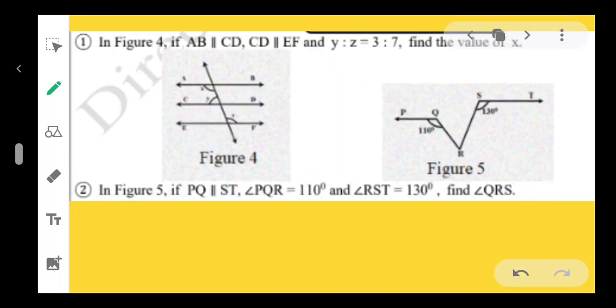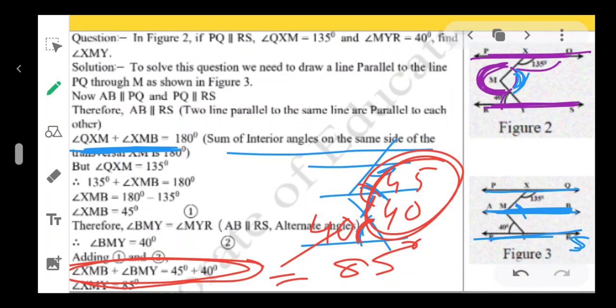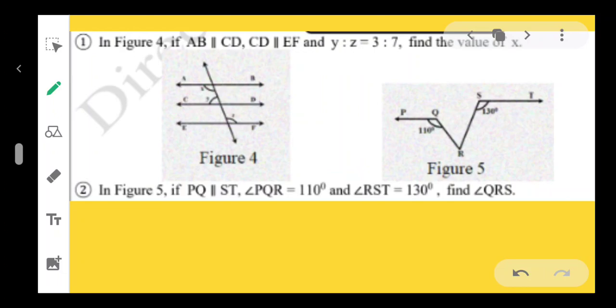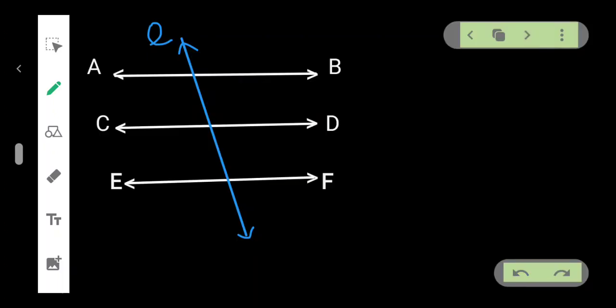Next, some questions for practice. In figure 4, if AB parallel to CD, CD parallel to EF. Okay, there are some blurred pictures. आपको देखने में परेशानी होगी, जैसे इस क्वेश्चन में थोड़ा सा हुई, तो इसको थोड़ा सा हम अलग पेज पर बना लेते हैं. See on the next page.